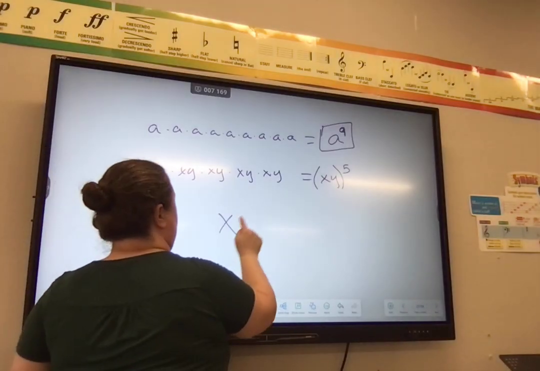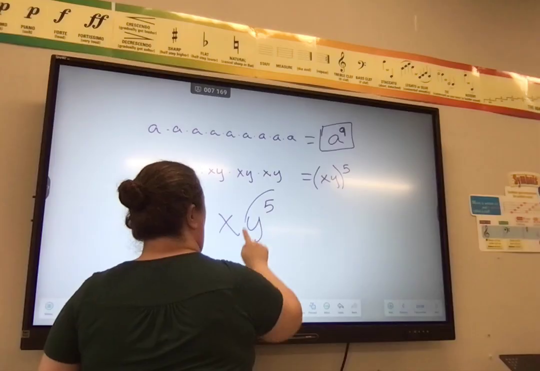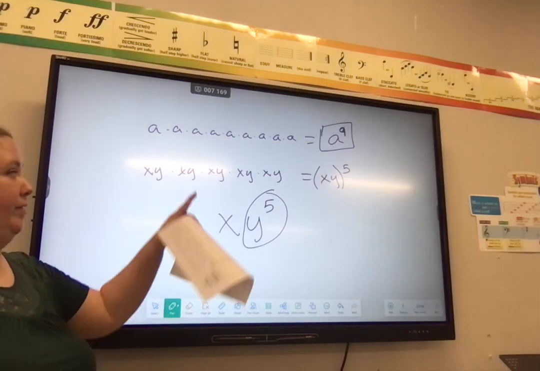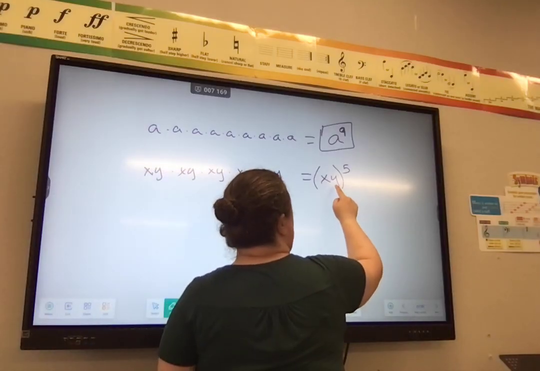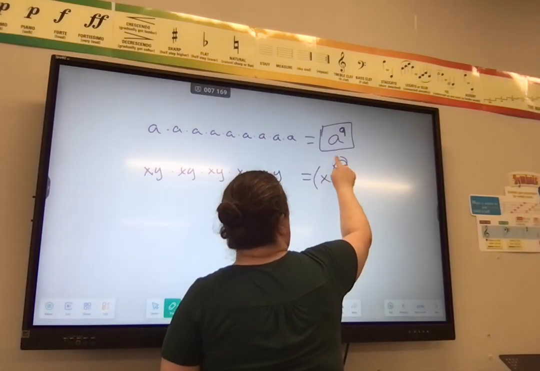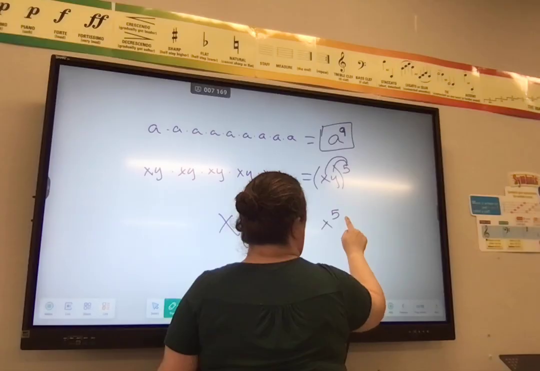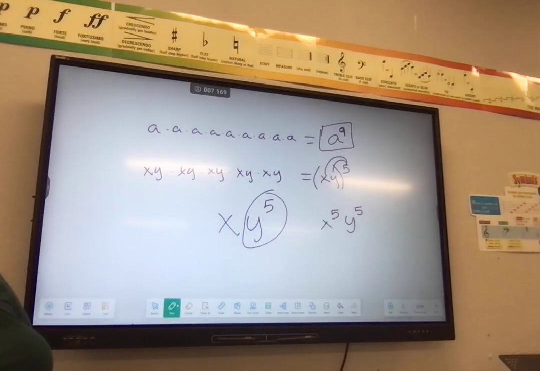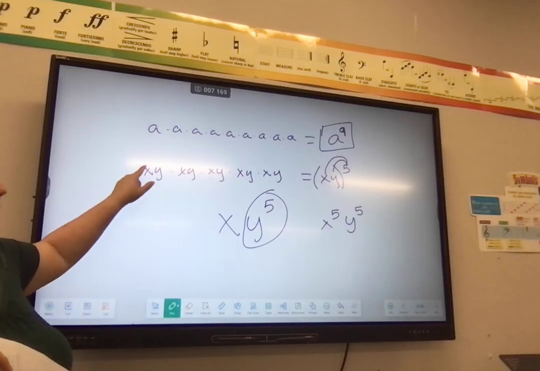If I had x and then y to the 5th, then the exponent is only applying to the y. So you have to put in parentheses. If you have it in parentheses, then the exponent applies to this and to this. I could write it like x to the power of 5, y to the power of 5. That would also be correct. So the parentheses mean that exponent applies to both.